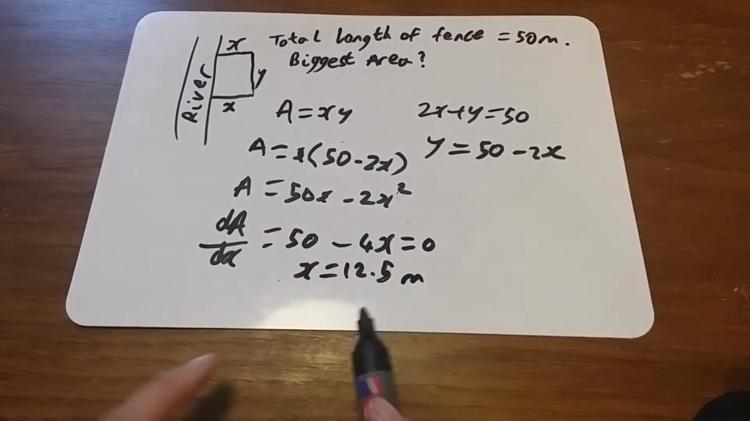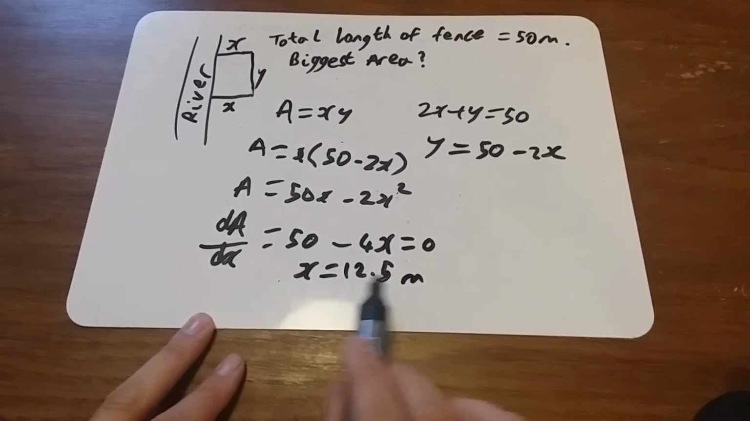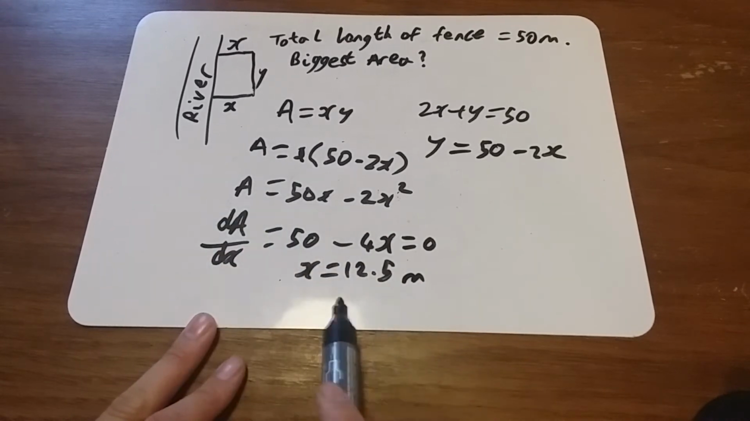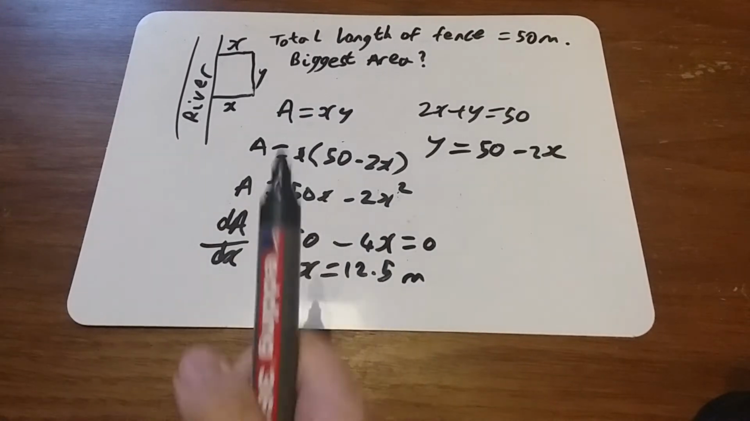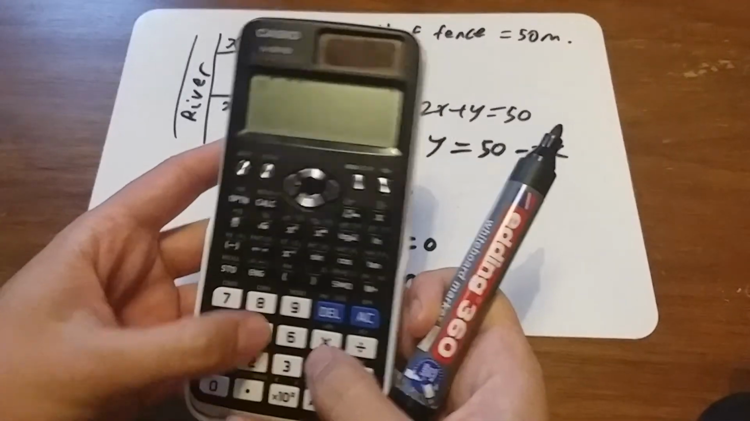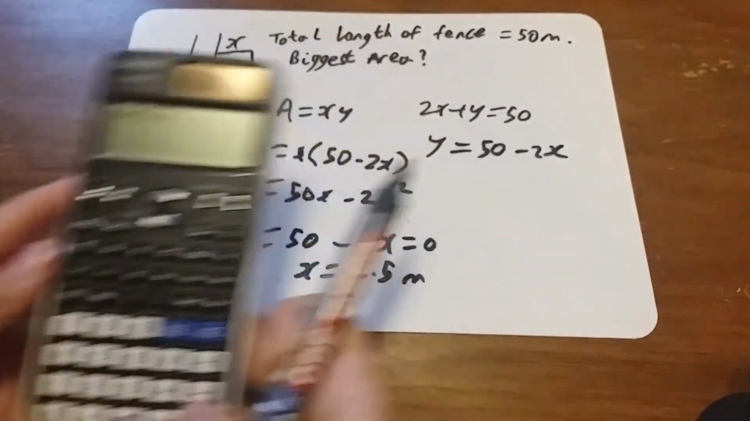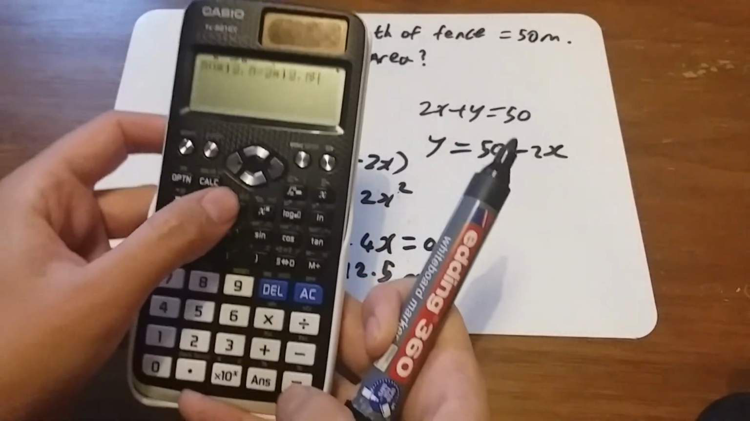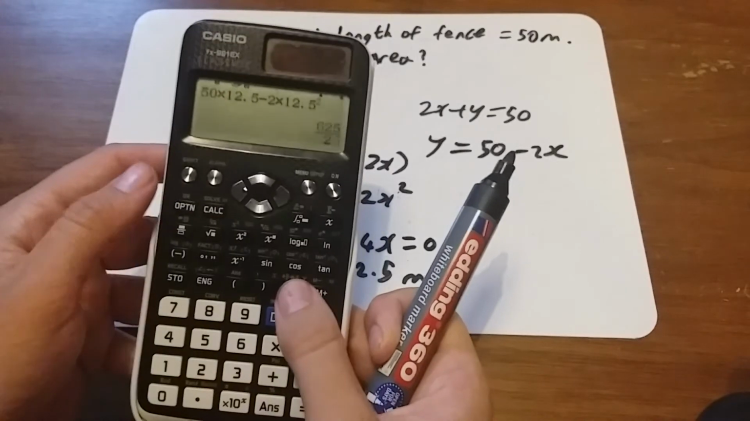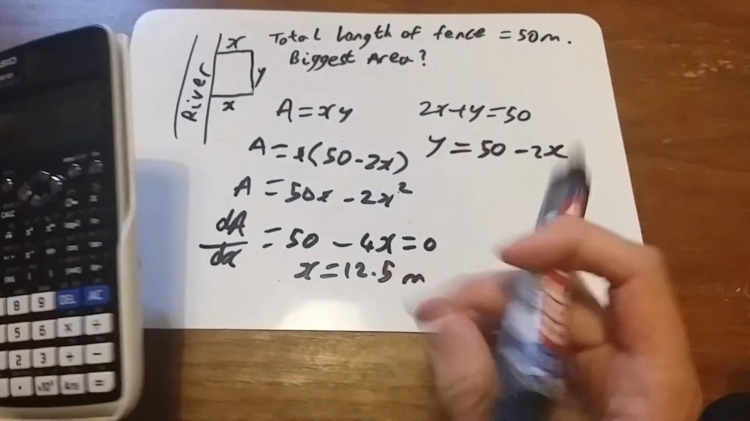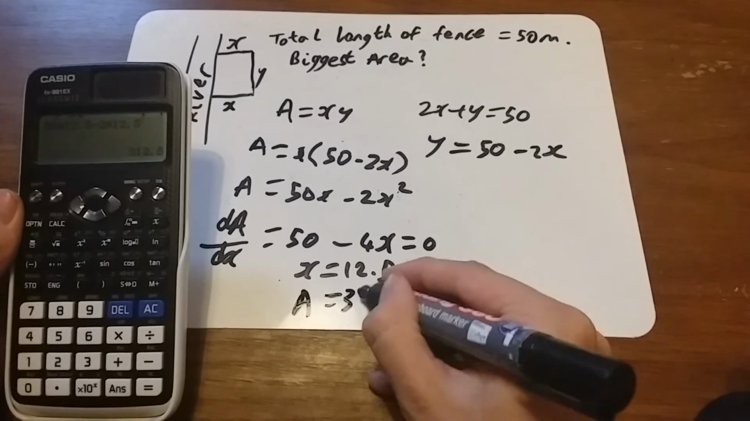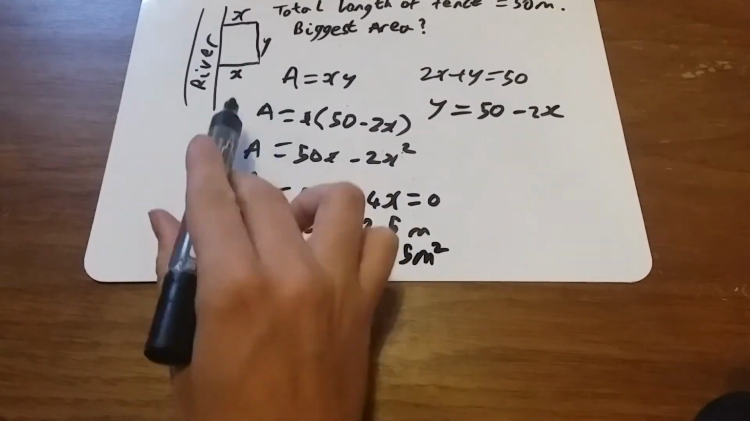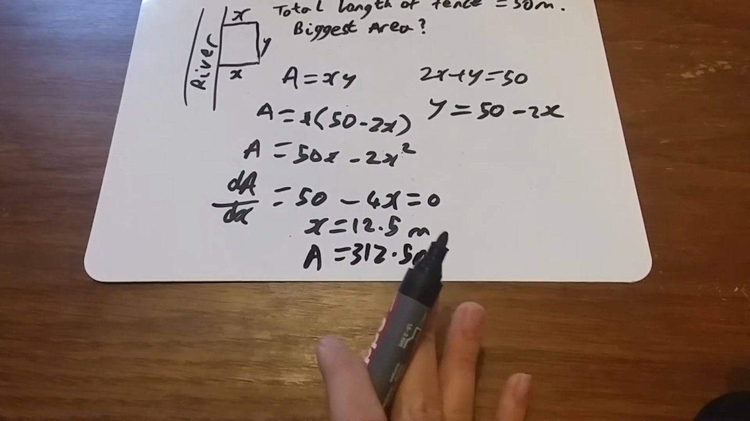Okay, well, we want to find the biggest area. If I put this into this expression up here, it will tell me what area that side length gives me. I think this is a calculator job now. So I'm going to go 50 times 12.5 minus 2 times 12.5 squared. And that's come out as 312.5. So the biggest area I get is 312.5 meters squared. And I get that by choosing a side length there of this. All of the problems are going to be like this.